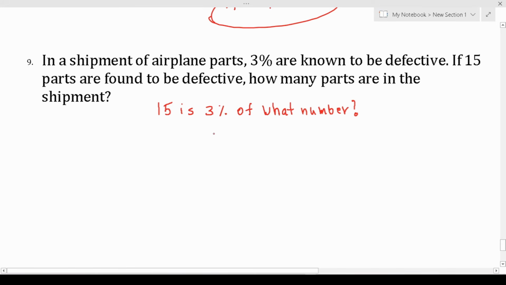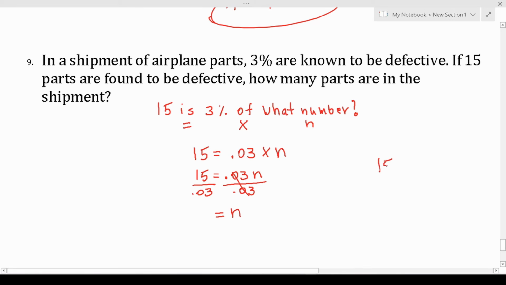All right, so we have all the elements. We need to write this as an equation. Is equal, of multiplication, and what number? N. So this is 15 equals 3% in decimal form is 0.03 times n. Let's clean this up a little bit. 15 equals 0.03 n. All right, let's solve for n now by dividing both sides by 0.03. This is going to cross out over here, leaving you with just n. And as we can see, n is 15 divided by 0.03.